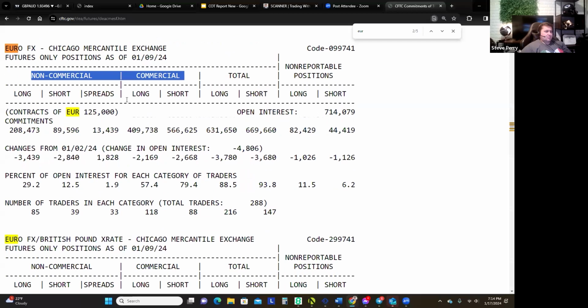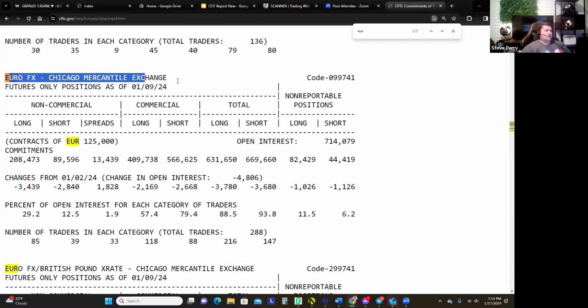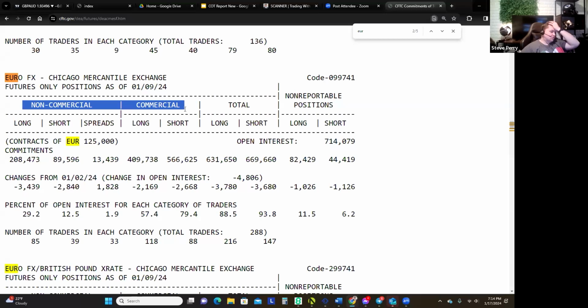Let's break down the next part. This is all easy to understand. You've got the date, and then you've got non-commercial and commercial. We do need to have a little conversation on this because this is very much in line with the scanner. So, non-commercial data. What is non-commercial data?